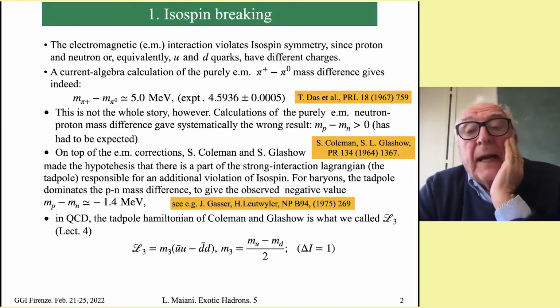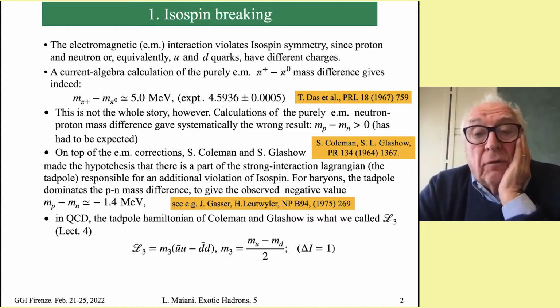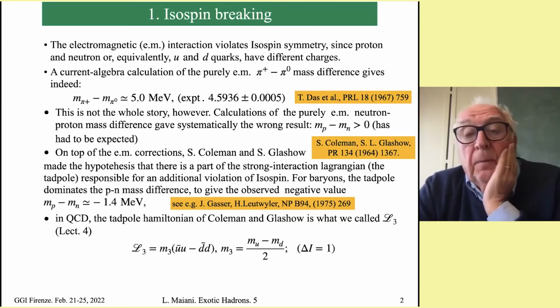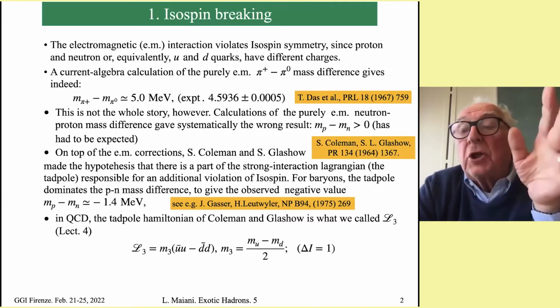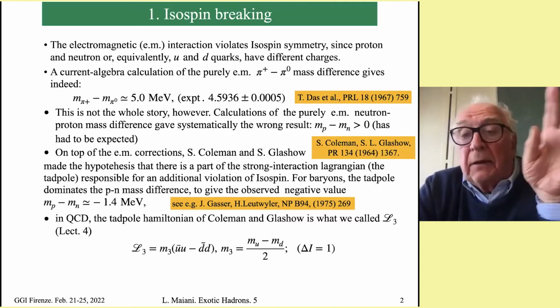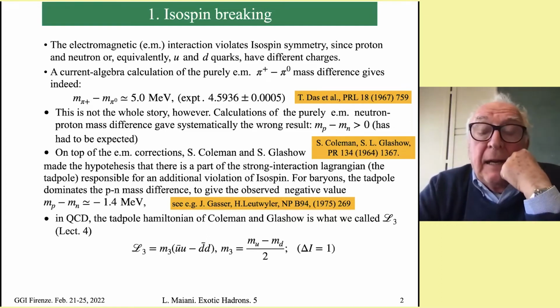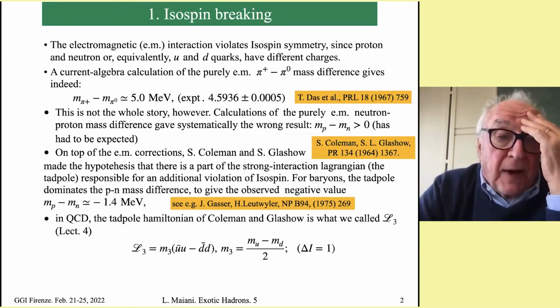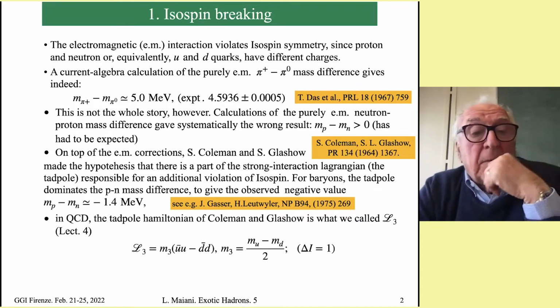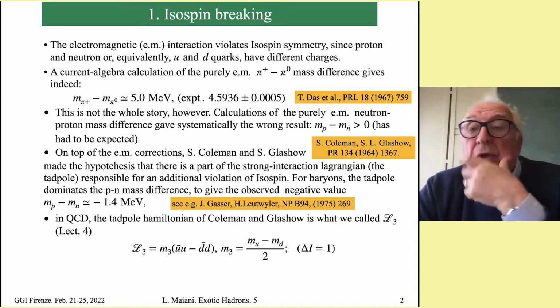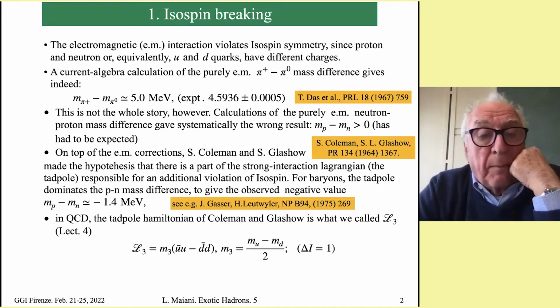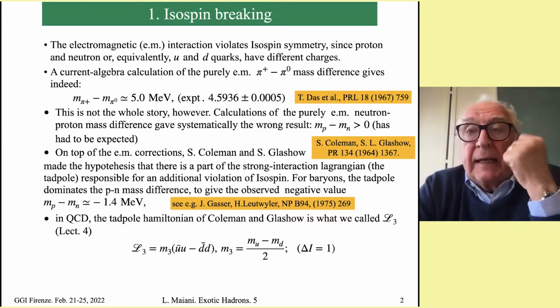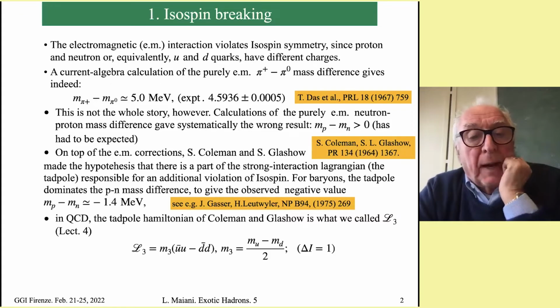On top of the electromagnetic corrections, already Coleman and Glashow long ago made the hypothesis that there is a part of the strong interaction Lagrangian, they called it the tadpole, that is responsible for an additional violation of isospin independently from electromagnetism. And for baryons, several indications are that this part in fact dominates the mass difference proton minus neutron, which, as everybody knows, is minus 1.4 MeV, the opposite sign to that predicted by electromagnetism.